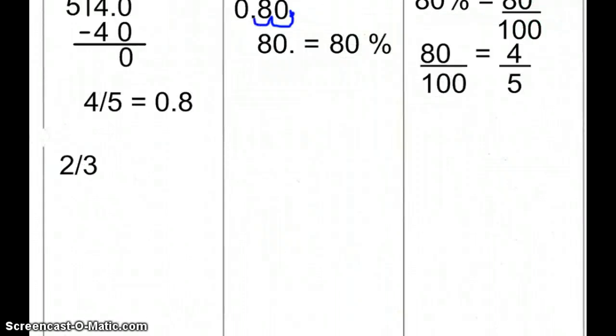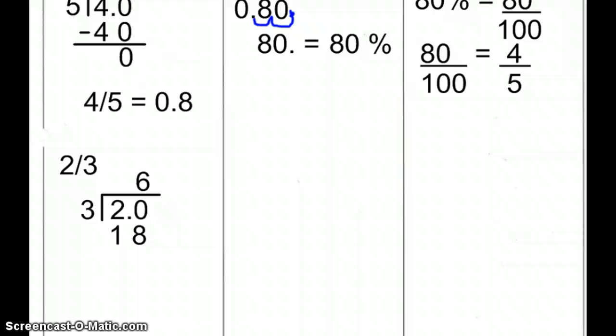Let's go back to the first column and try changing the fraction 2/3 into a decimal. So the first thing we're going to do is divide 2 by 3. We'll set it up like this. We're trying to see how many times 3 fits into 2, which it doesn't, so we're going to add a decimal point and a 0. So now we'll try to see how many times 3 goes into 20. 3 goes into 20 6 times without going over, because 6 times 3 is 18.